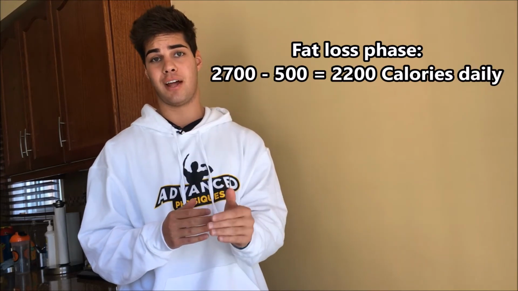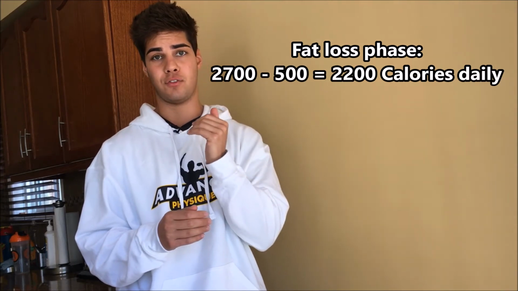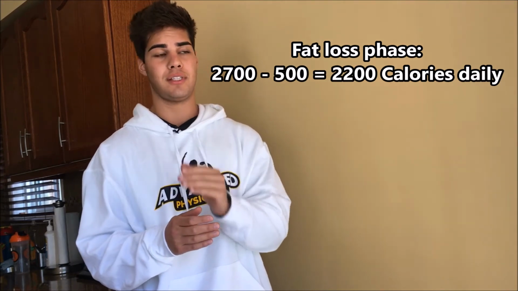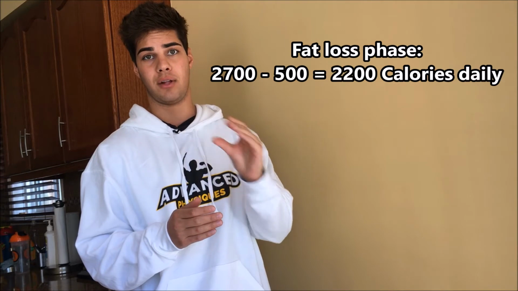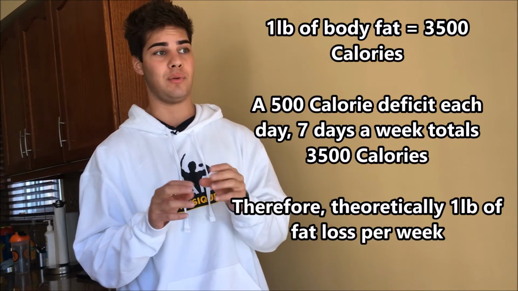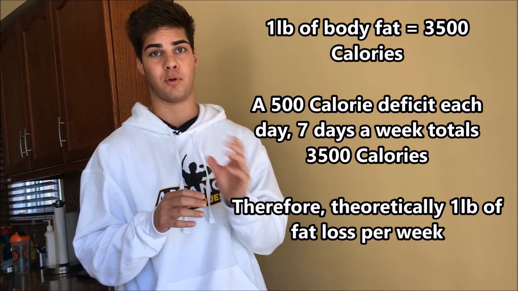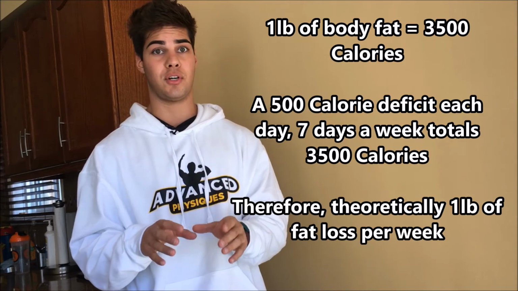So let's say we want to lose some body fat. What you can do is slash off 500 calories off of that so you can have 2,200 calories. So let's say you're consuming 2,200 calories a day. At that rate, theoretically speaking, we would lose 1 pound of body weight per week. But that is just theoretical terms. Lots of factors can change that. So 2,200 calories. Now let's set our macros.